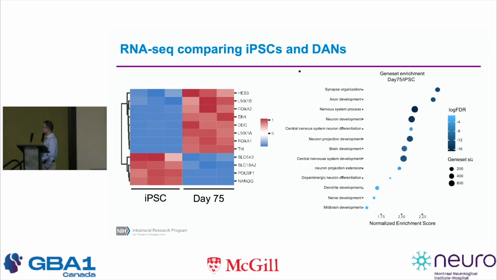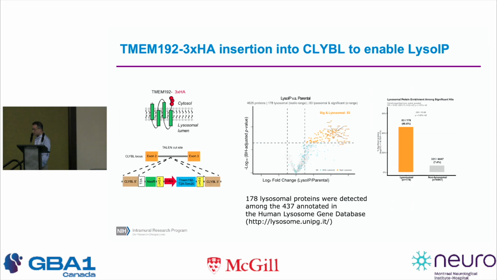We also used RNA sequencing to compare iPSC and the differentiated cultures. Multiple DA neuron markers are enriched in differentiated cultures, and so are gene sets involved in neuronal development. To purify lysosomes from differentiated DA neurons, we inserted a lyso-IP tag into the safe harbor site in HT809.